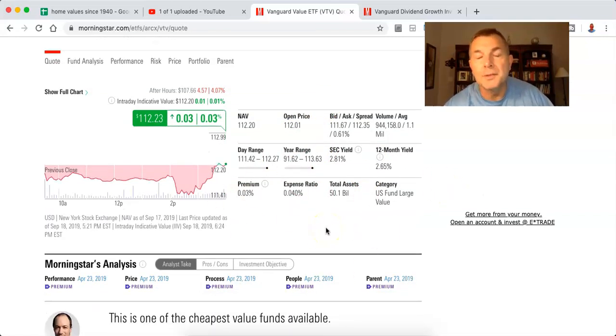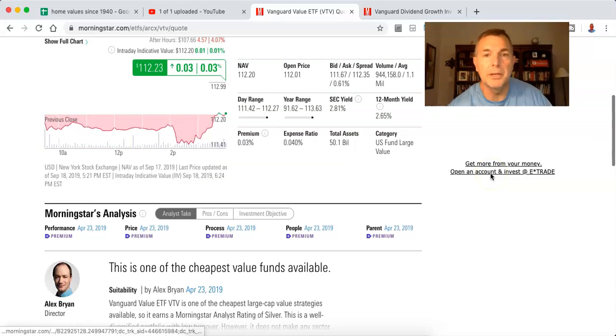Expense ratio is 4 basis points in Vanguard. That's why I'm saying all these people say, oh, Fidelity's free, or Schwab, whoever it is, is free. Man, you're talking 4 basis points. What's that, 40 cents per $1,000? It's not a big deal.